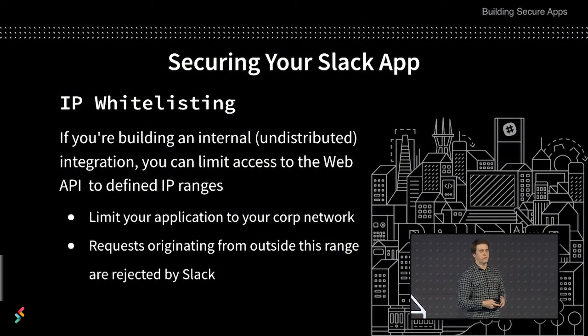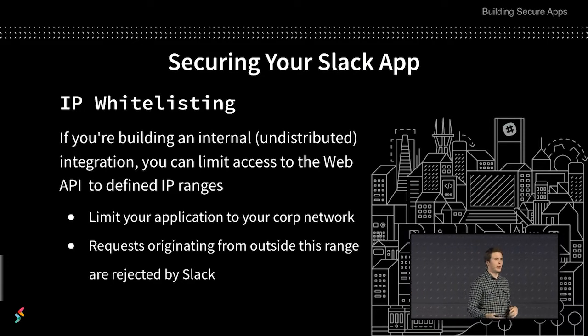This applies if you're building an internal or an undistributed integration. It lets you limit the access to the web API to defined IP ranges. So you could, for example, limit your application to your corporate network and make sure that tokens for a particular app are only coming from within your corporate network. This can help provide defense in depth against token theft, against other breaches, for example, or perhaps token disclosure.